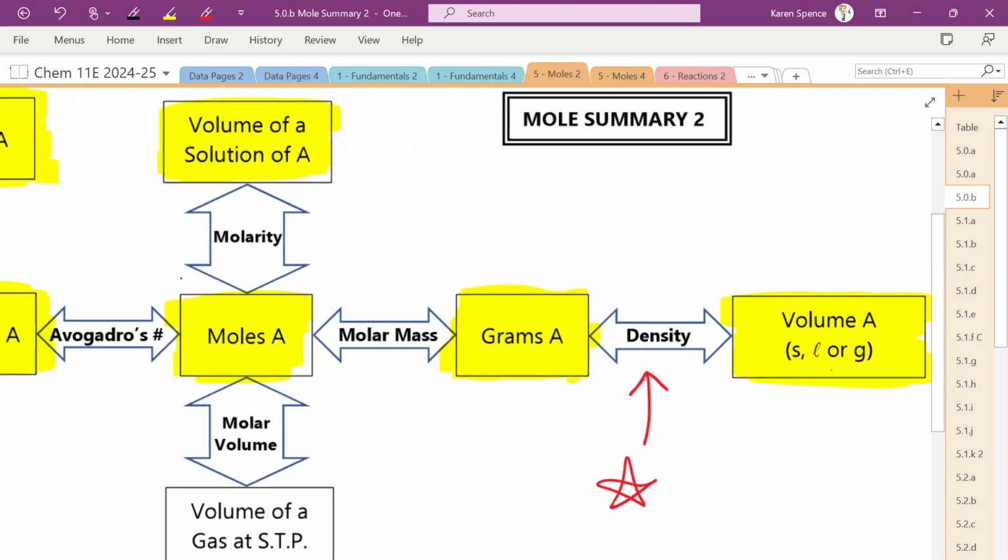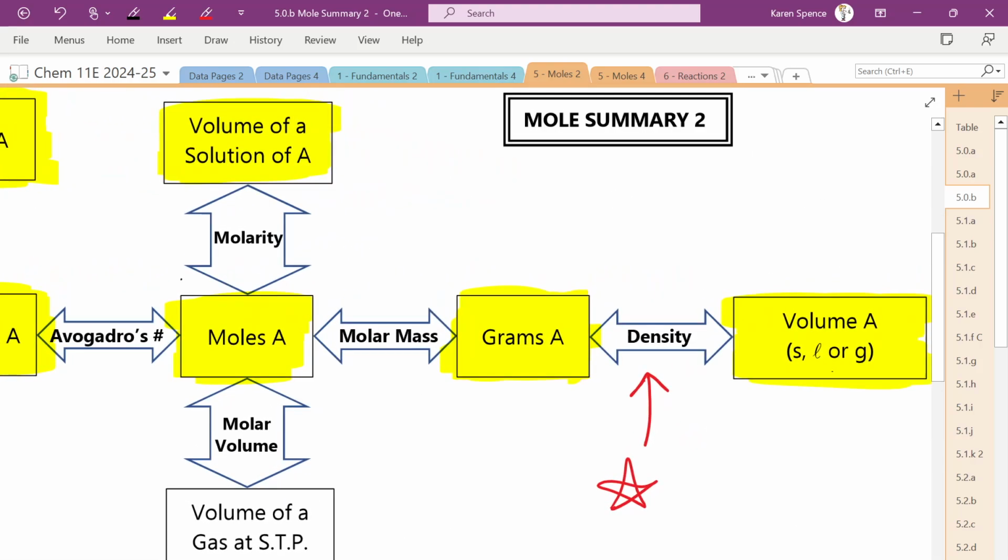Now, watch out. We have several volumes on this chart. We have volume of a solution. Yes. We have volume of a solid, liquid, or gas. So basically, if it's not a solution, use density, unless it is a gas. I don't know if we'll get to that today. Unless it's a gas, in which case we'll learn the conversion factor there. There's a straightforward conversion factor there as well.